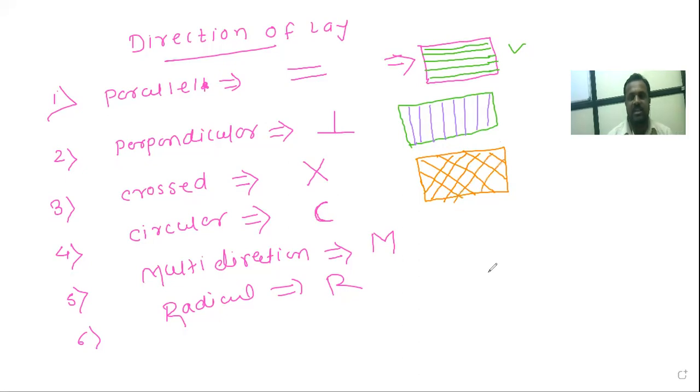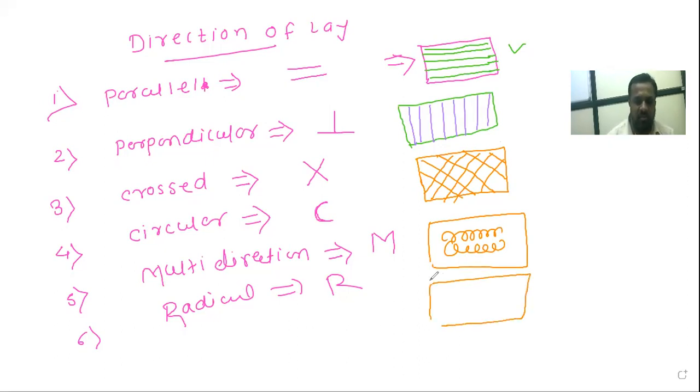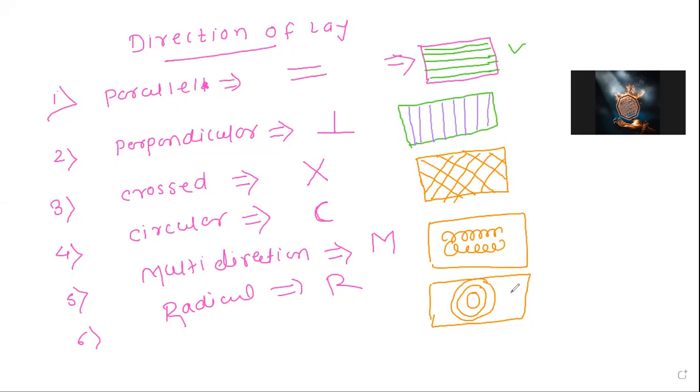Then for the multi-directional, how is it? It will be like this in the multi-directional. Okay. Then for the circular, it will be like this. Okay. These are the simple patterns of irregularities. It is referred to as the direction of lay. Okay. So, any doubt regarding that? No, sir. Okay.